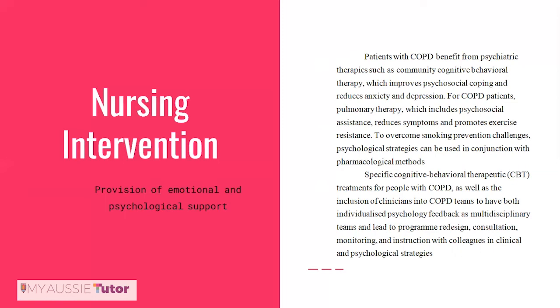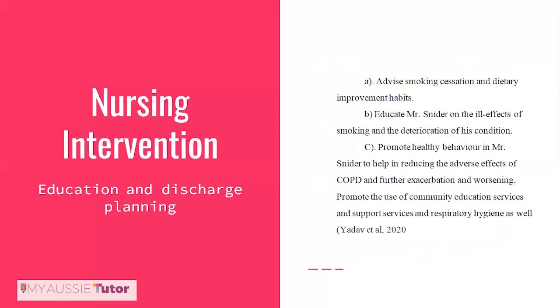So that is it for the day. These are the nursing interventions that we discussed for COPD. The last nursing intervention that we can focus on is education and discharge planning, which includes smoking cessation and dietary improvement habits and advising the patient on the same, educating Mr. Snyder on the ill effects of smoking and the deterioration of his condition, promoting healthy behavior by reducing the adverse effects of COPD and further exacerbation and worsening, and promoting the use of community education services, support services, and respiratory hygiene as well, in order to promote cessation of cigarette smoking in the patient.